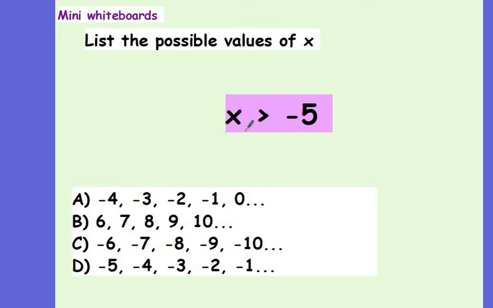Okay, so this time I want numbers that are greater than but not equal to -5. So that's going to include -4, -3, -2, -1, 0, and I was looking for A.